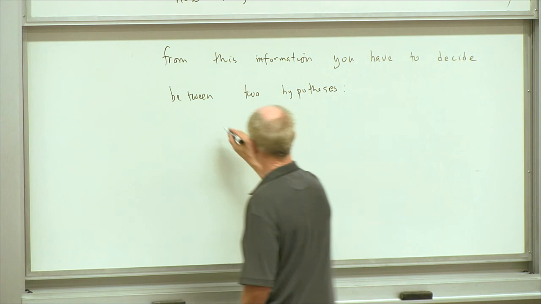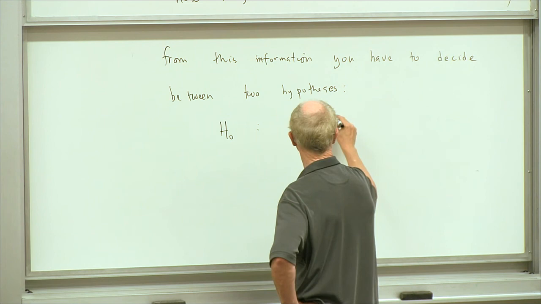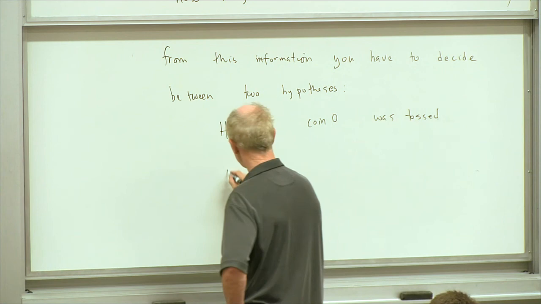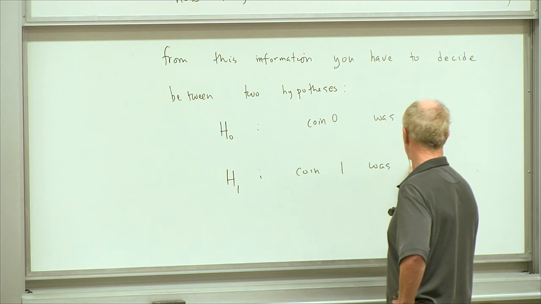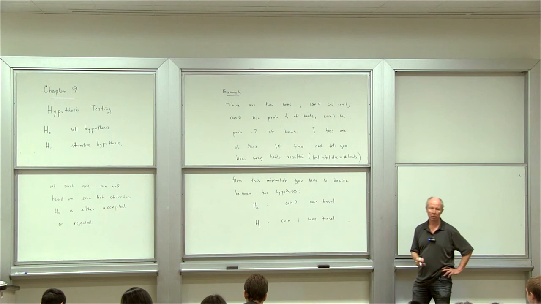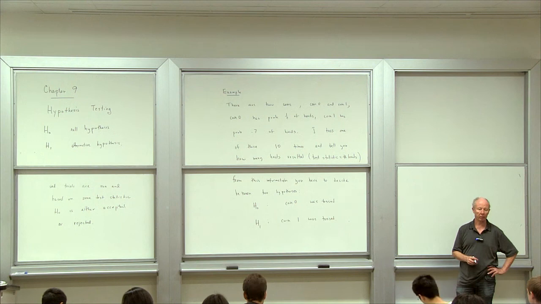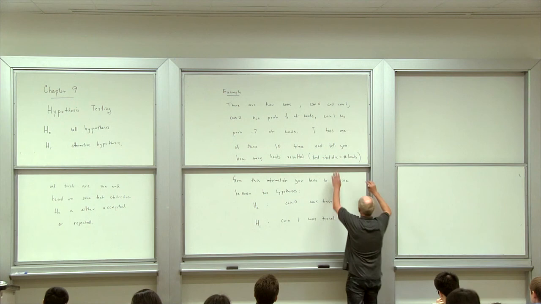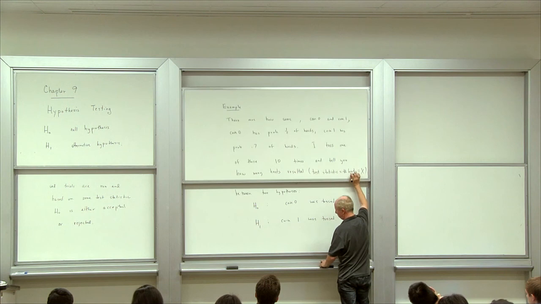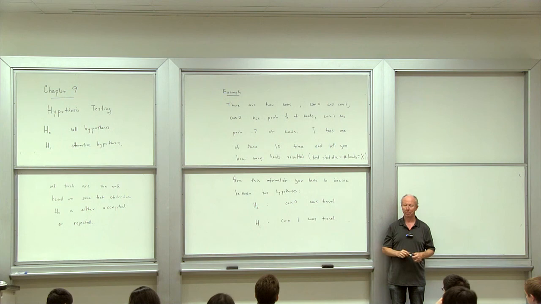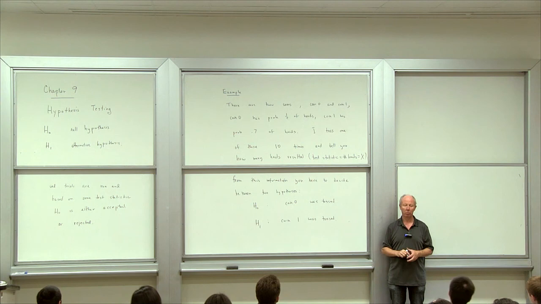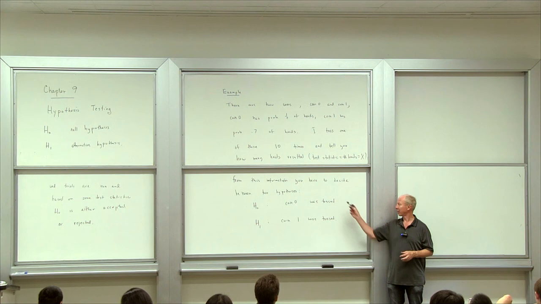One is H0, that coin 0 was the one tossed. H1, that coin 1 was tossed. Intuitively, what would you do here? What if X is, say, 1? Then you'd accept 0. What if X was 9? Probably reject 0, okay? All right, what about 8?